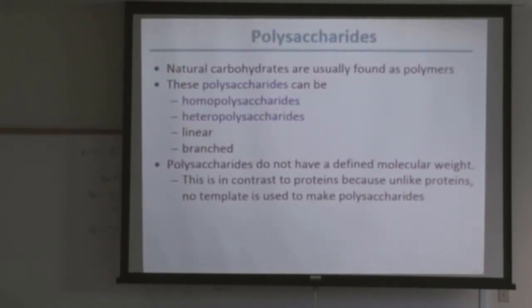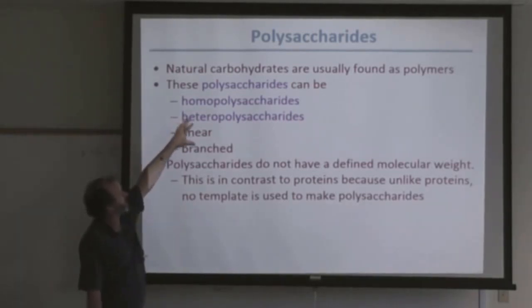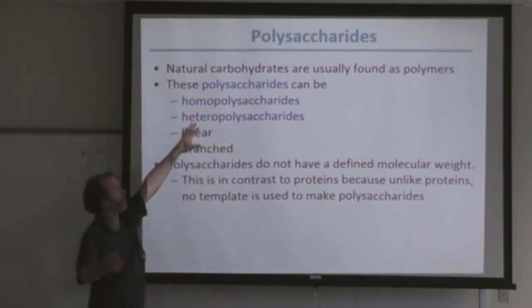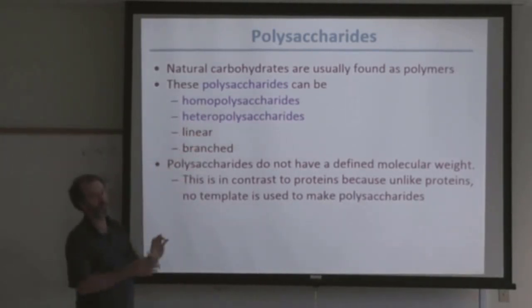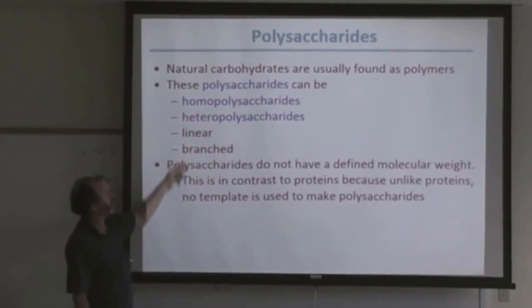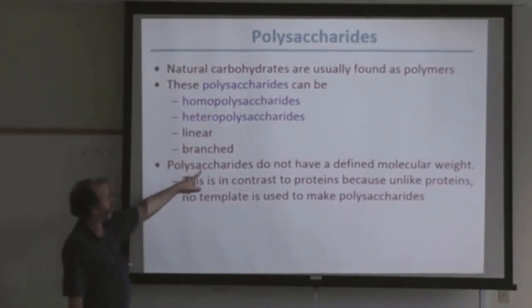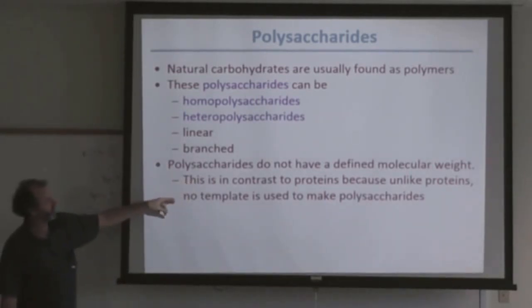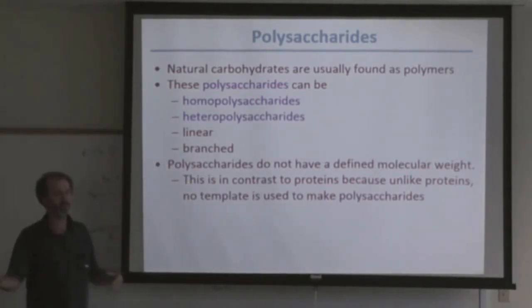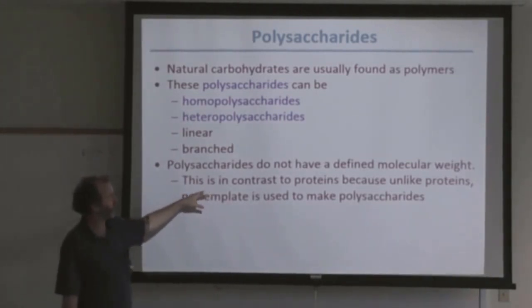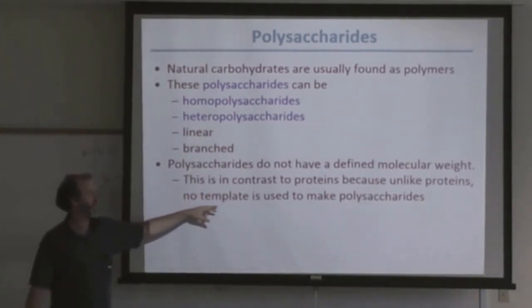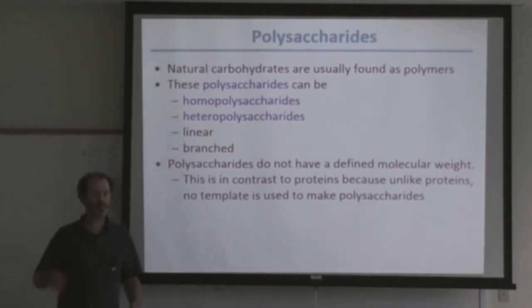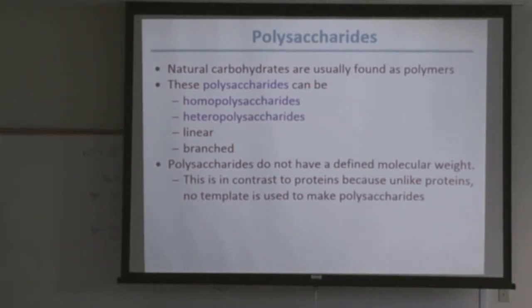So polysaccharides are natural carbohydrates. They're found as polymers. Polysaccharides can be homopolysaccharides, which means they all contain the same sugar over and over and over again. Heteropolysaccharides contain multiple different sugars. They can be linear or branched. And polysaccharides do not have a defined molecular weight because it's a polymer. They're going to be different molecular weights. This is in contrast to proteins because unlike proteins, no template is used to make a polysaccharide. You just keep adding sugars to make a starch or a glycogen and so forth.